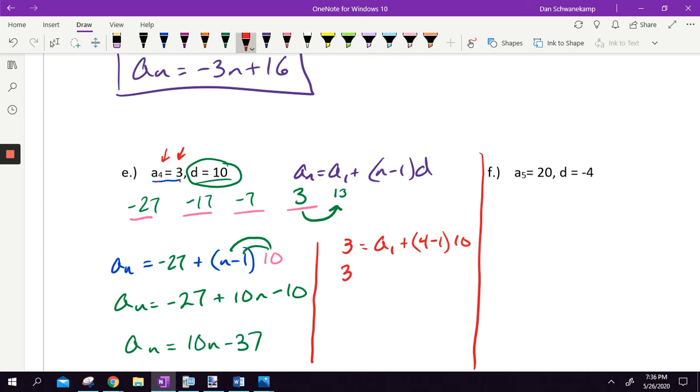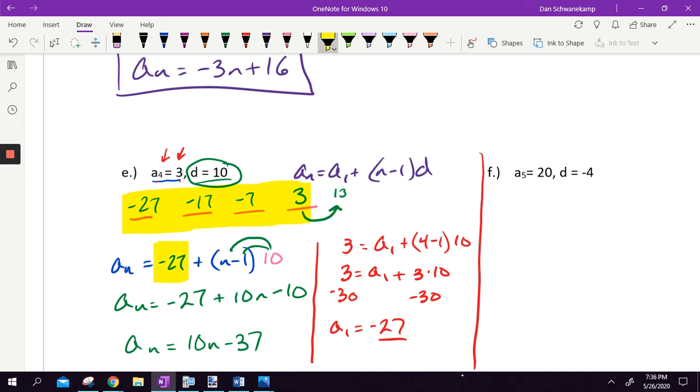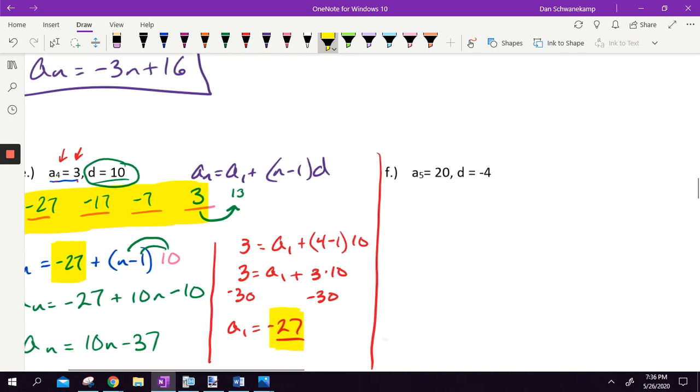I don't really think this is the easiest way of doing this, but we could. 3 times 10 would be 30, so I would subtract 30 from both sides. So what we found was a sub 1 is negative 27. The way easier way of doing that is just using the pattern here. And we could do it because they only told me the fifth term. Like if they told me what the 37th term is, maybe I'd have to do it a little bit different. But once I found this, then I would still plug in and go that way. A little bit easier just to count it out, but both ways work.